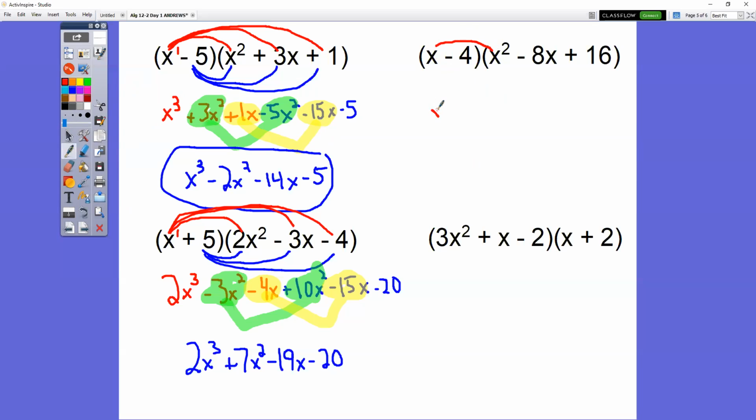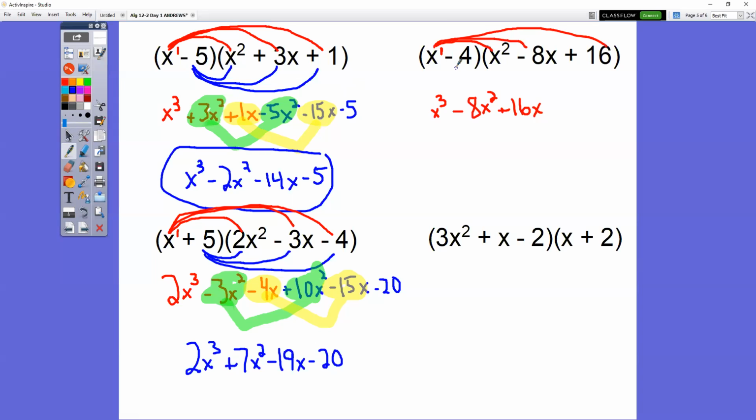X times x squared is x cubed. All right, be very careful. Lots of people make mistakes there. X times negative 8x is negative 8x squared. X times 16 is 16x.